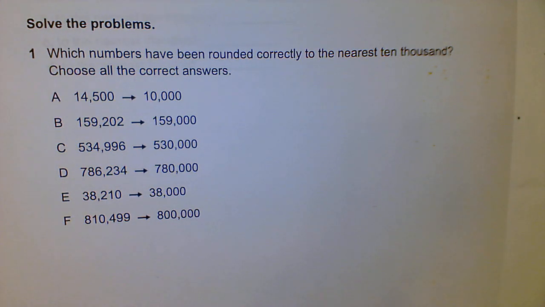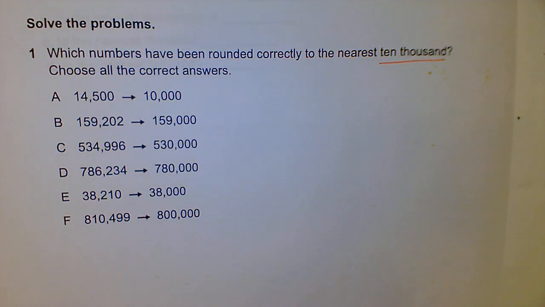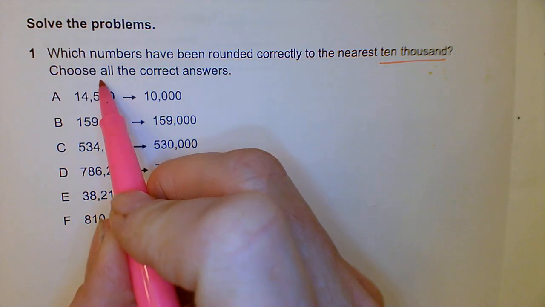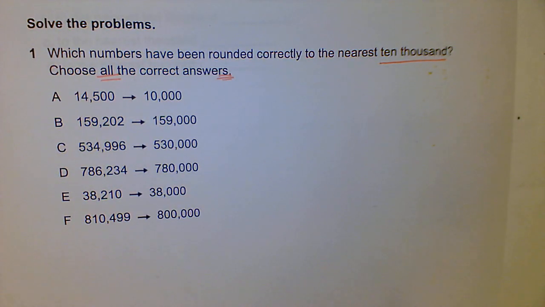Alright, number 1. Which numbers have been rounded correctly to the nearest 10,000? So that's important. We're rounding to the nearest 10,000. And then we have to choose all correct answers. Remember that when we see a problem like this, we know that there are probably going to be more than one correct answer. So let's take a look here.